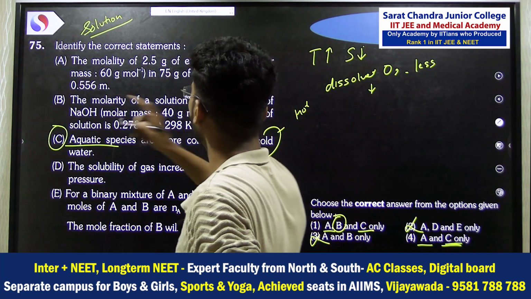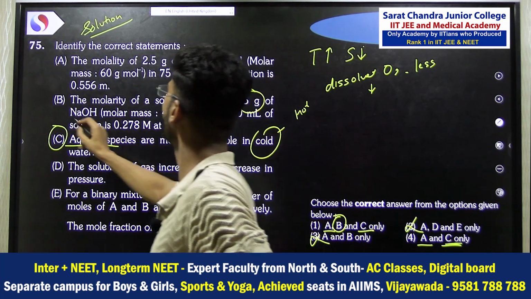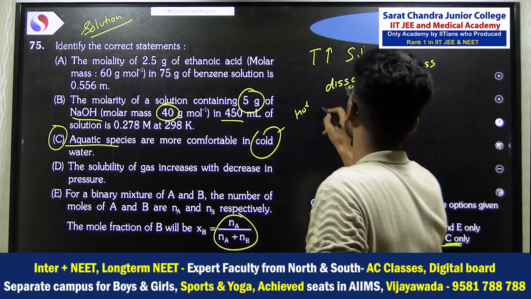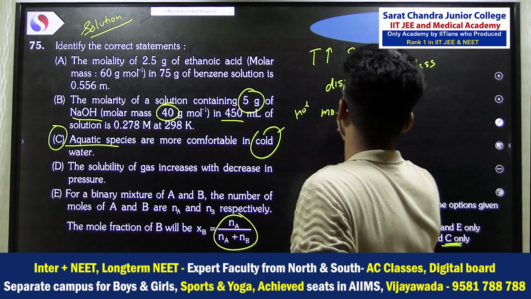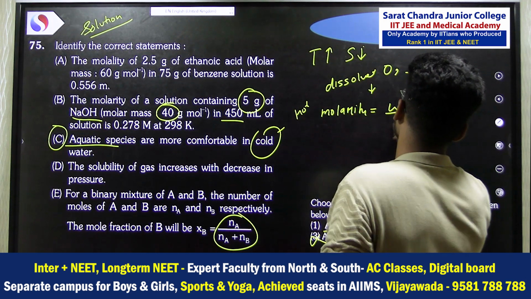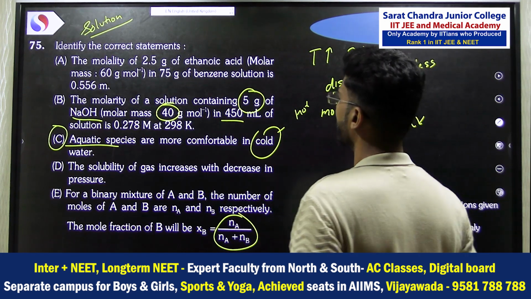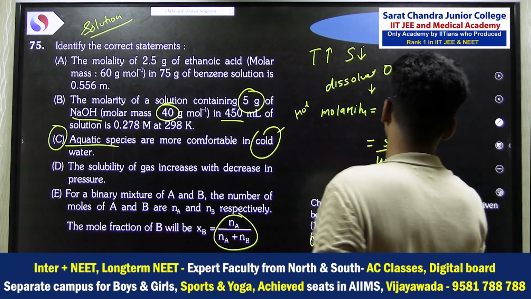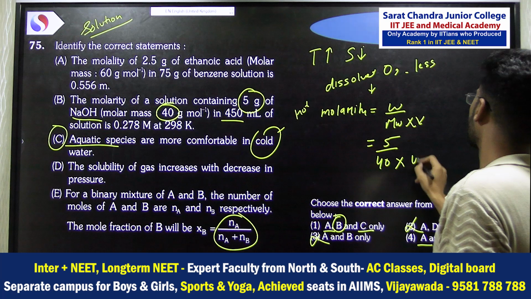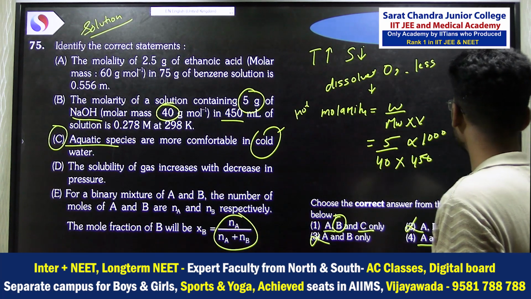So option number B, the molality of a solution containing 5 gram of NaOH, molecular weight 40. Okay, simple molarity. What is the formula? Molarity is weight of solute divided by molecular weight into volume in liter. Weight is given as 5 gram, molecular weight is 40, and volume is given in ml, 450, so divided by 1000.